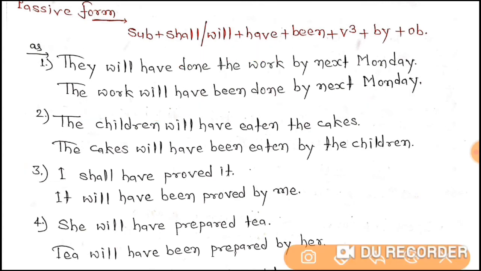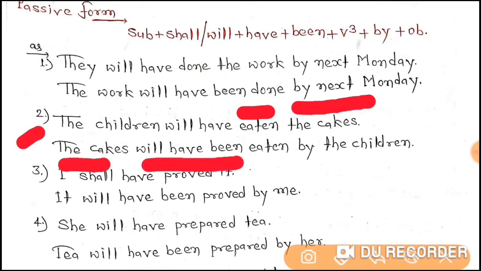In the second one, that is, the children will have eaten the cakes. The children will have eaten what? The cakes. Now let's understand, the cakes will have been eaten by the children.